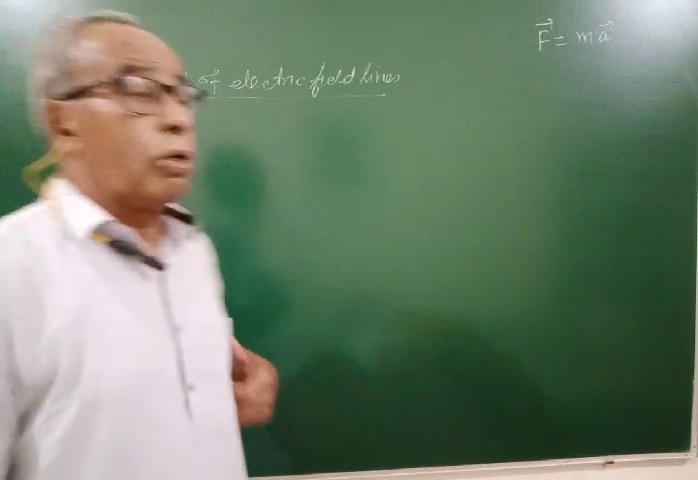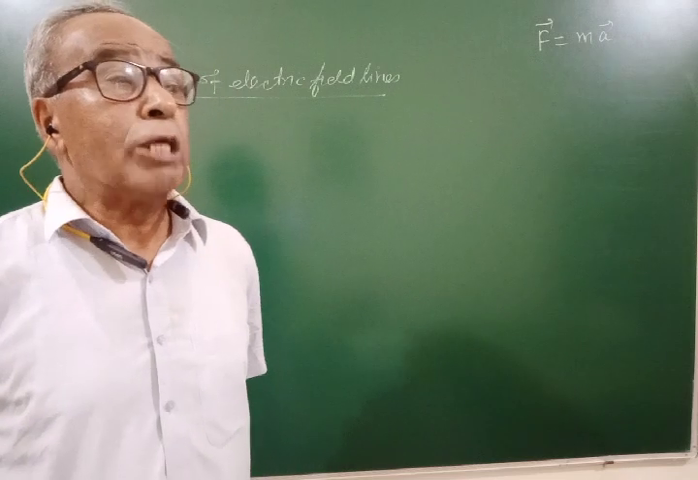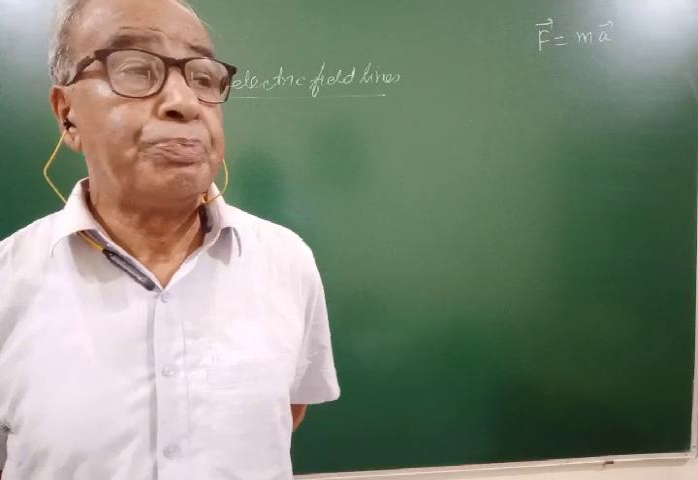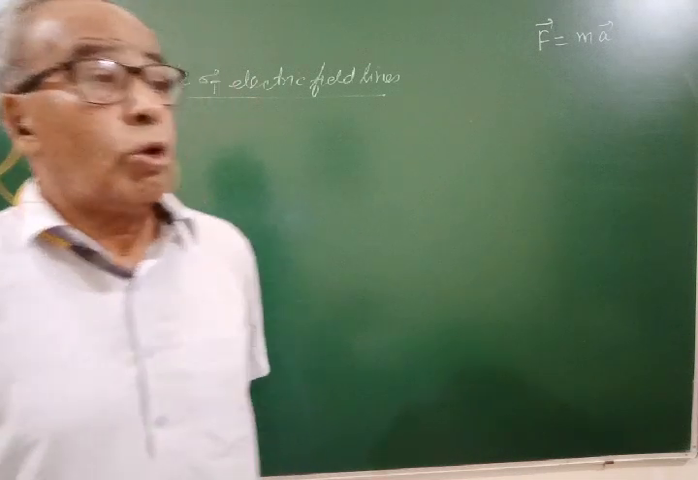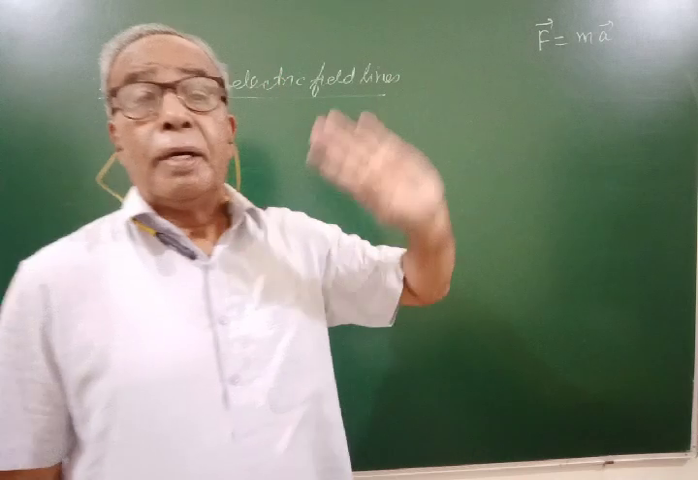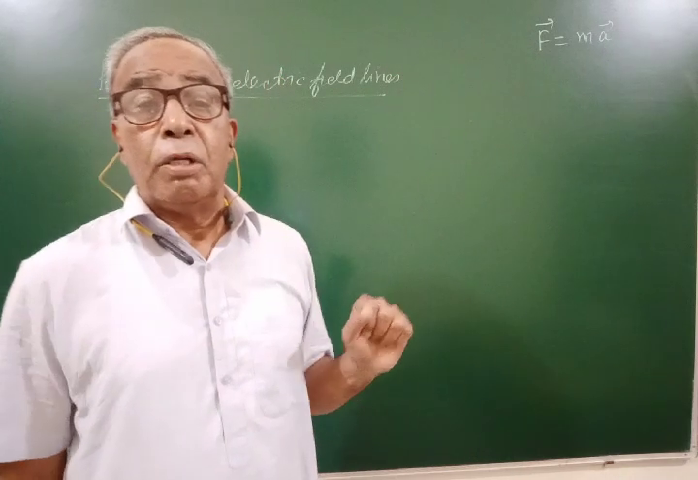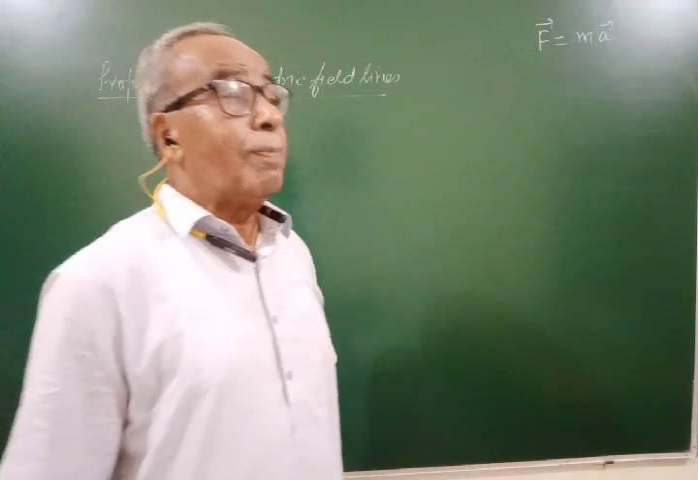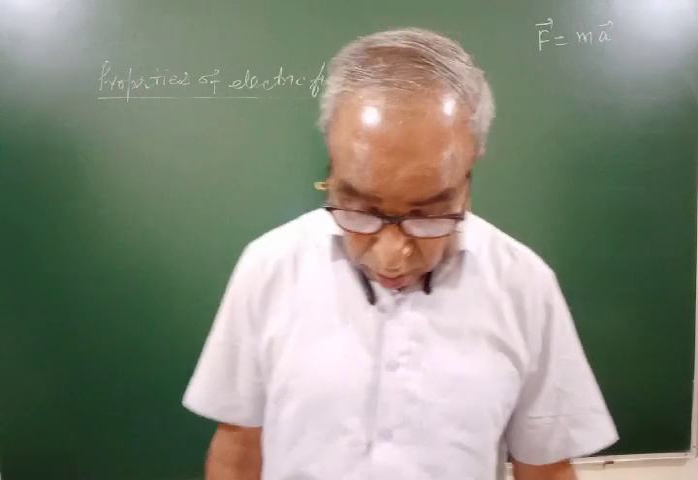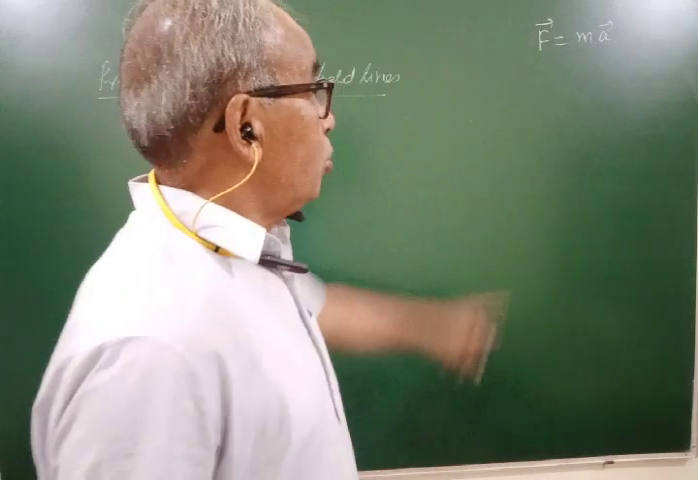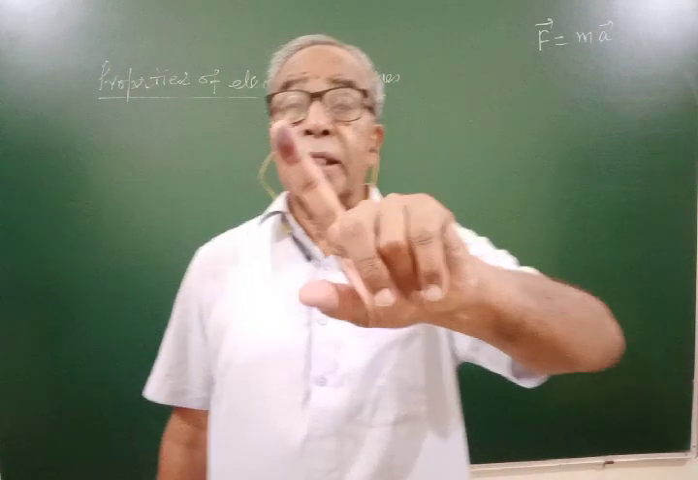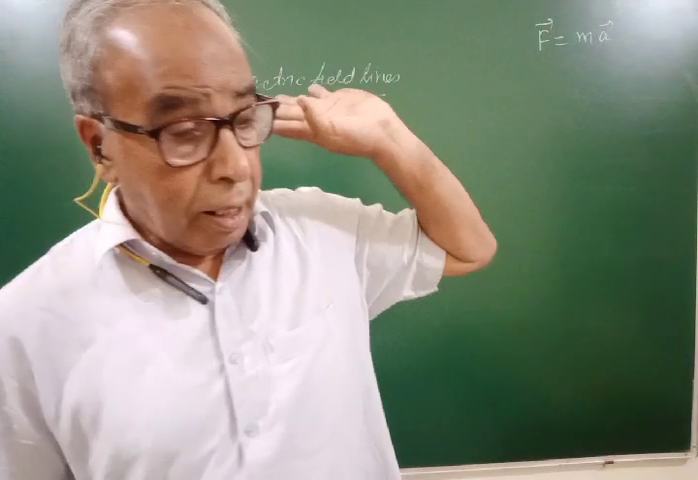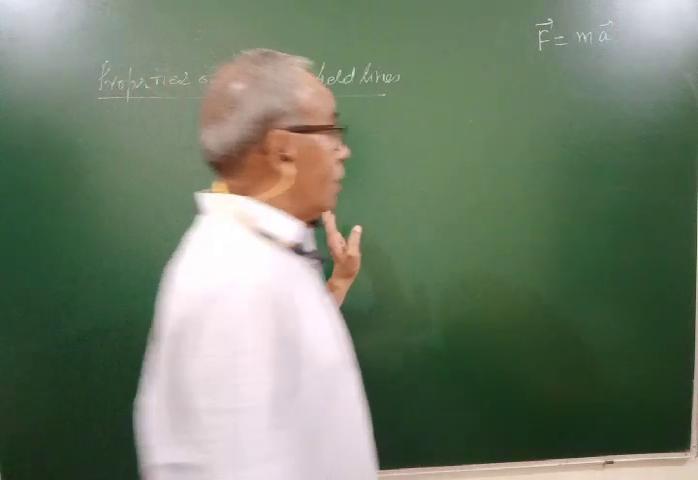Electric field lines in one book are defined as the path followed by a unit positive charge in an electric field. That is totally wrong. Why? Because electric field is the force acting on a unit positive charge. So the direction of electric field we have defined as the direction of force on a positive charge, and when we apply force on a body, force produces acceleration, and the direction of acceleration is not always along velocity. I keep on telling students about the direction of acceleration.